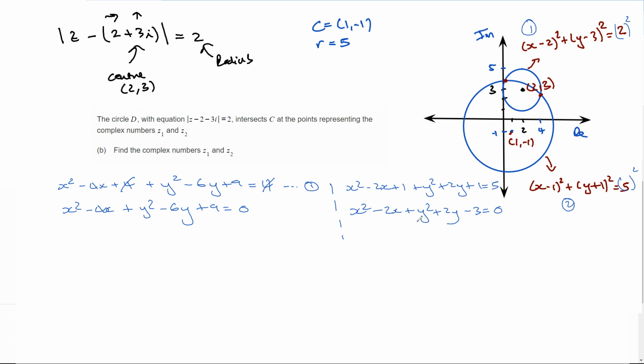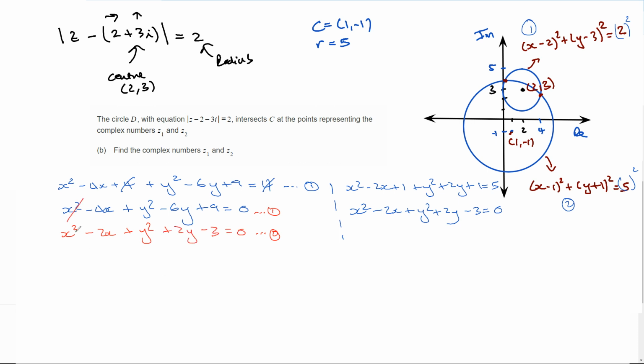And now we have these two, which both equal 0. So maybe I can equate them, or maybe I can eliminate something and get an equation. If I put them below each other and subtract, so let's say this is equation number 1, and I put equation number 2 over here, then this will be x squared minus 2x plus y squared plus 2y minus 3 equals 0.